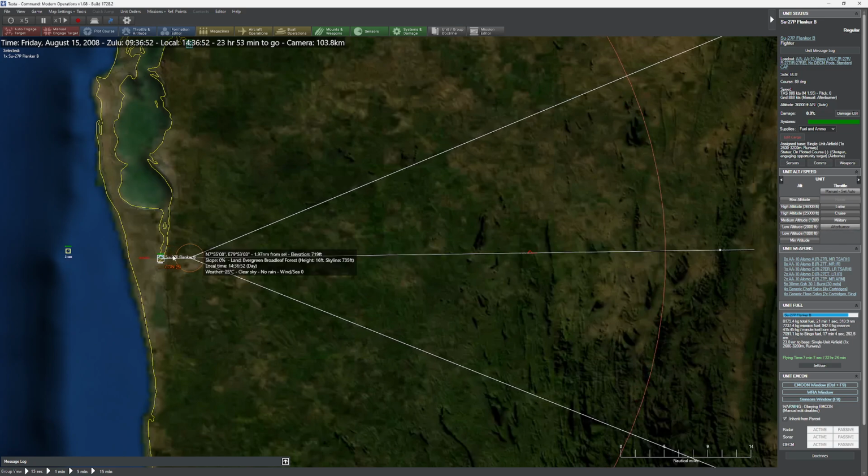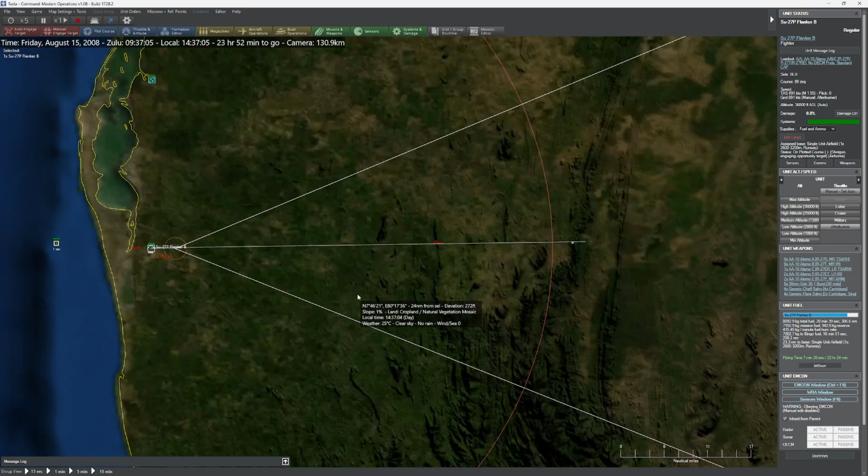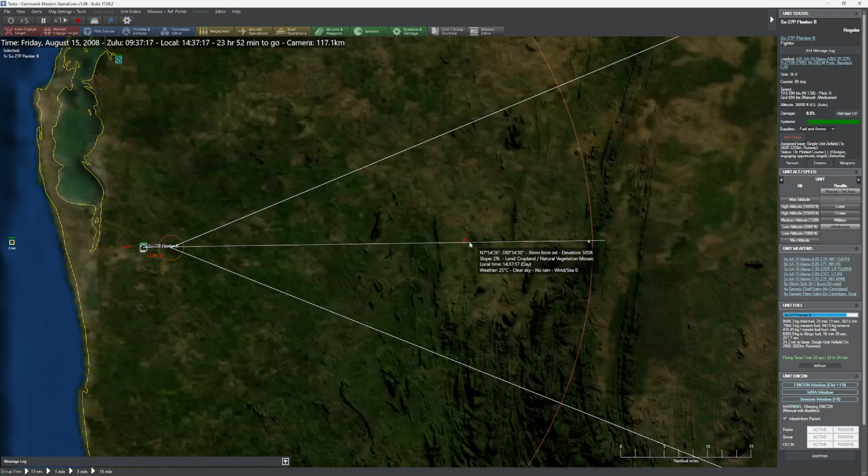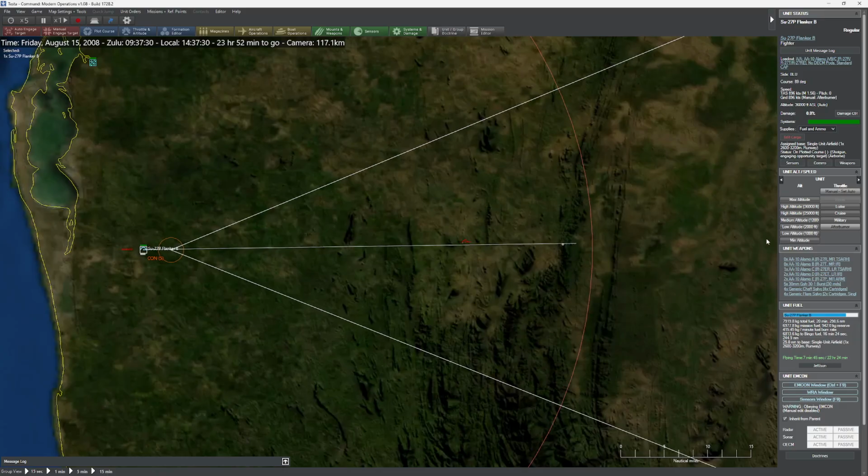By the way, do not climb with this aircraft. If I try to climb up to 45,000, the altitude difference between myself and the target that I'm basically running down right now would be too low.